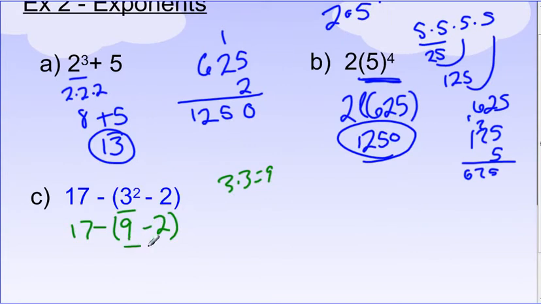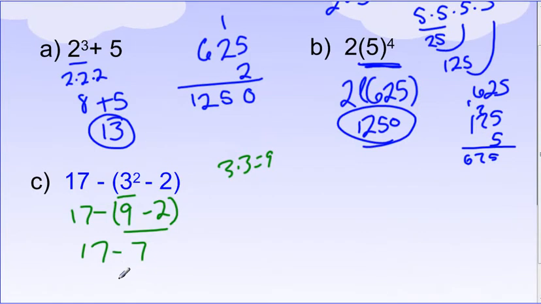9 minus 2, we're still inside the parentheses, is 7. And now that I only have one number left, you don't need parentheses. 17 minus 7 is 10.